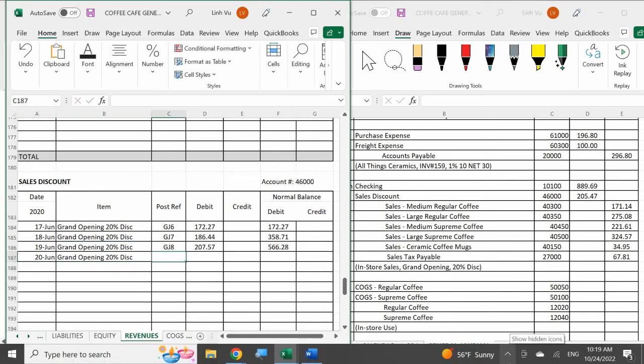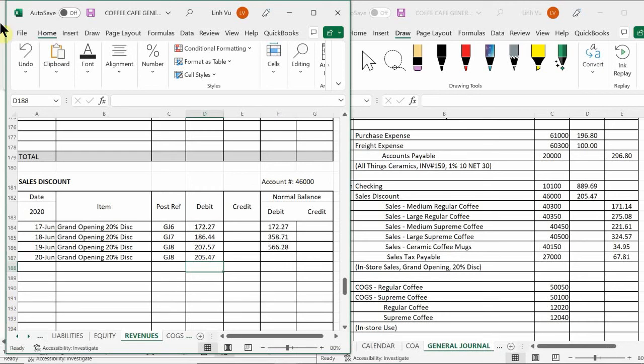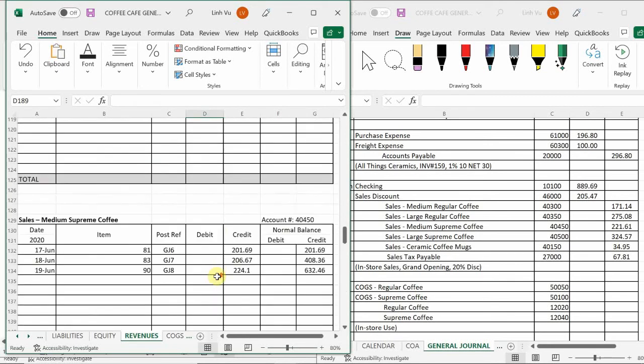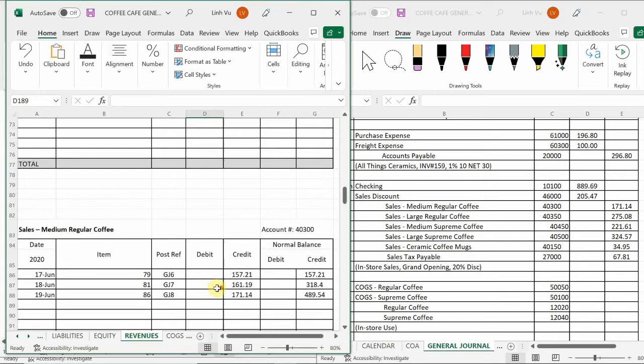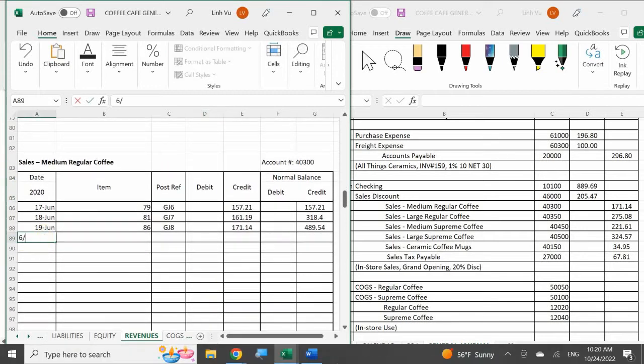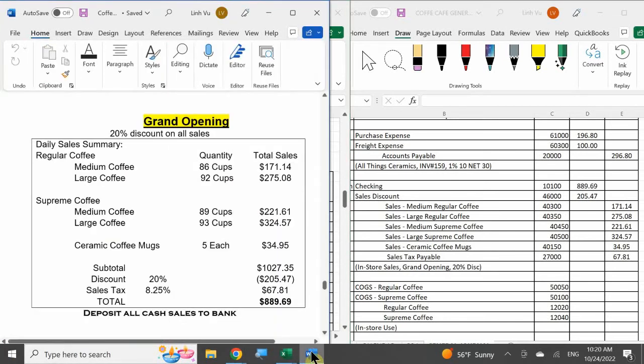Grand opening 20%. So how much was this 20%? 205.47. Okay, so how much total discounts have you given out so far? $771.75. Good. Which account is next? We're going to sales for the coffee. Okay, sales medium regular coffee. How many cups did we sell? We sold 86 cups.